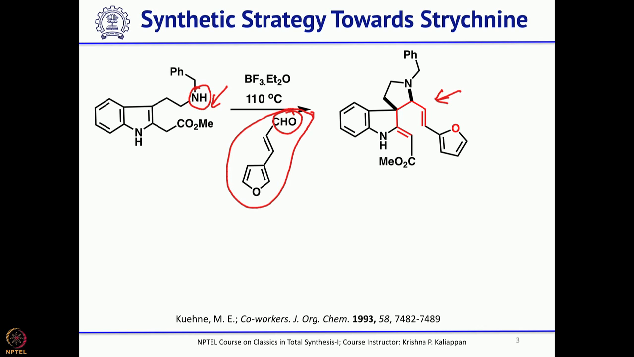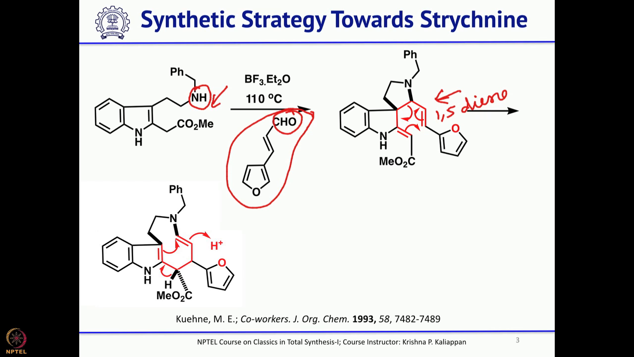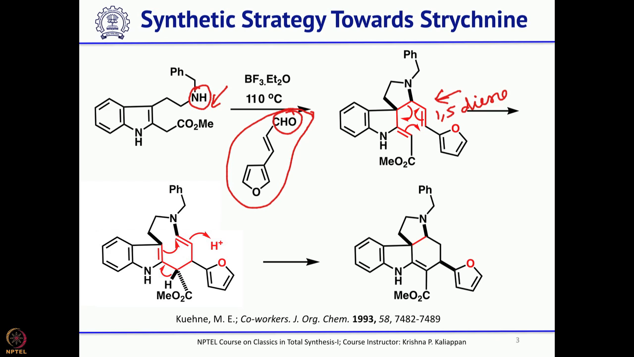Now you can see this 1,5-diene can undergo Cope rearrangement. Once it undergoes Cope rearrangement, you get this intermediate. Now you have a 9-membered ring because of the Cope rearrangement. Then, as I said, it undergoes the second Mannich reaction, which cyclizes again back to the 6-5 system. That is how in one pot he could successfully make this tetracyclic compound. Basically he made 2 rings in one pot. That is the key reaction which he later used for the synthesis of strychnine.